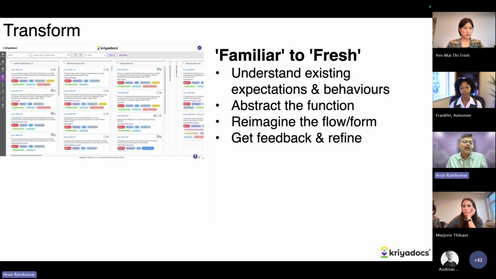Given the space we are in, where there are existing systems at play for quite a while, the challenge is to move from familiar to fresh. So this comes with the baggage of understanding existing users' expectations and behaviors in their current systems. And the core is to abstract the functions out while you reimagine and refine the flow and the form and truly make it your own. And obviously, getting feedback helps you refine and keep it going. In our case, when we built the manuscript tracking dashboard, we took the erstwhile lists and reimagined them as Kanban boards to visually represent how work flows within the publisher's organization. And this was a great differentiator for us back then.